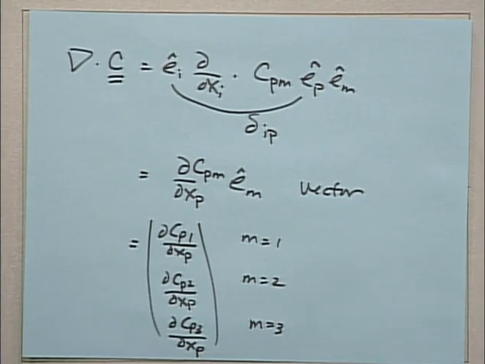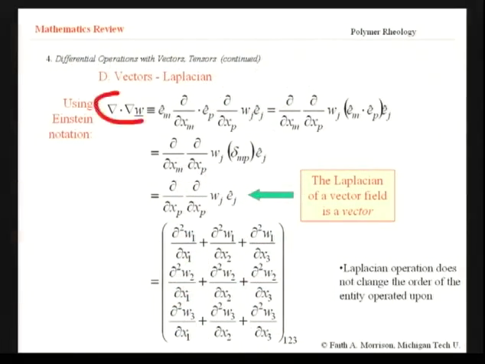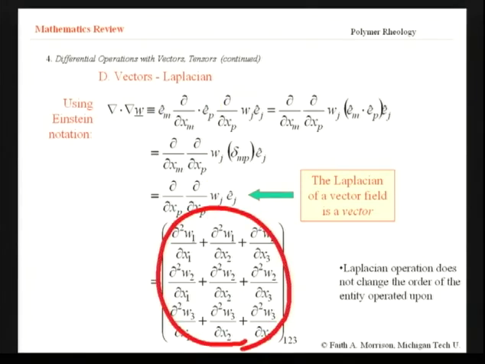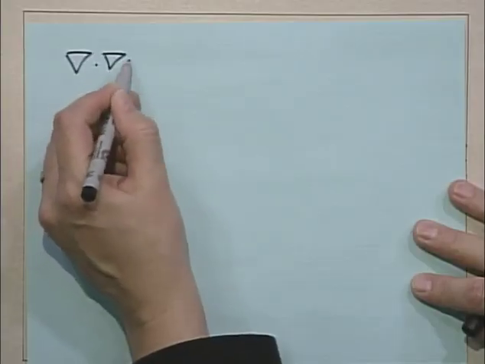We can get even fancier. Del dot del a vector, the Laplacian operator. All we need to know now is this Gibbs notation definition, and we can figure this out because we've got all the rules that we need. This is the gory details. All right? This is the answer, but let's get to it ourselves. Starting right off in Einstein notation, let's take the Laplacian del dot del W.